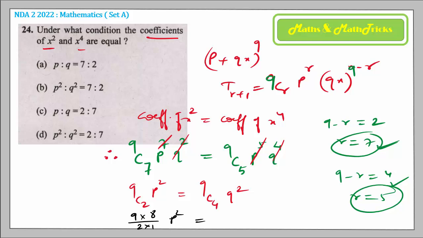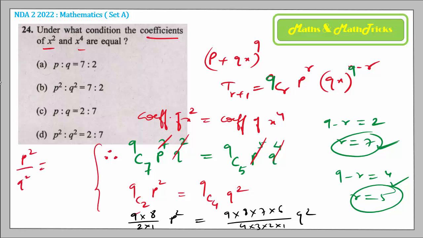P square is equal to 9C4, 9 into 8 into 7 into 6 upon 4 into 3 into 2 into 1, times q square. So you can see that in the p square by q square value, cancelling 9 and 8 on both sides, 2 into 1 on both sides. What do you remain with on the RHS? 7 into 6 upon 4 into 3, which you can cancel: 3 2s are 6, and 2 2s are 4. So 7 by 2.